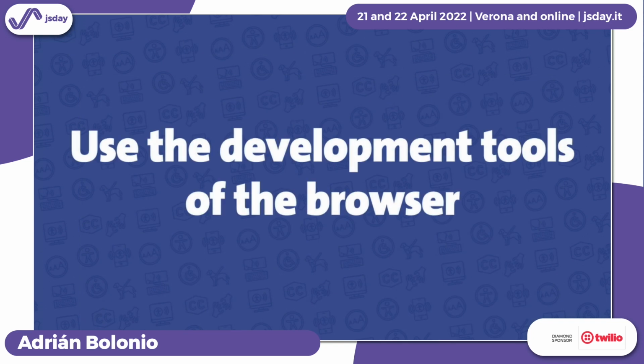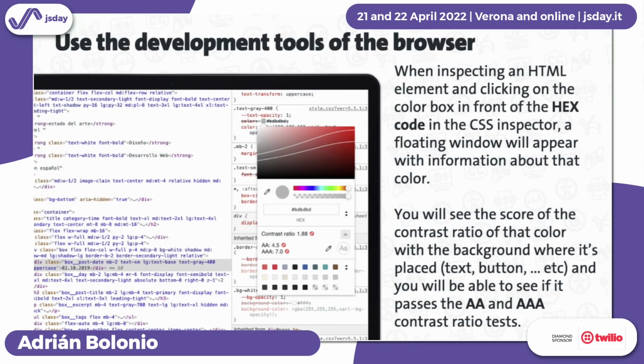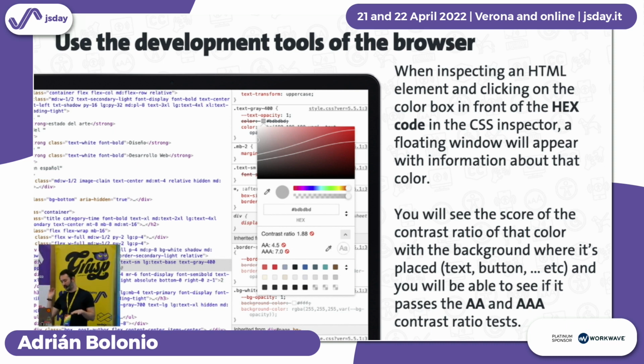Use the developer tools of the browser. So we move from the code editor to the browser now, and Chromium, either Chrome or Edge, and Firefox have wonderful developer tools. They have a lot of features, but one that I want to show you today is the color picker. When you inspect a text element, you can see the color of the text. If you click on the small square with the color, you will see the color picker.